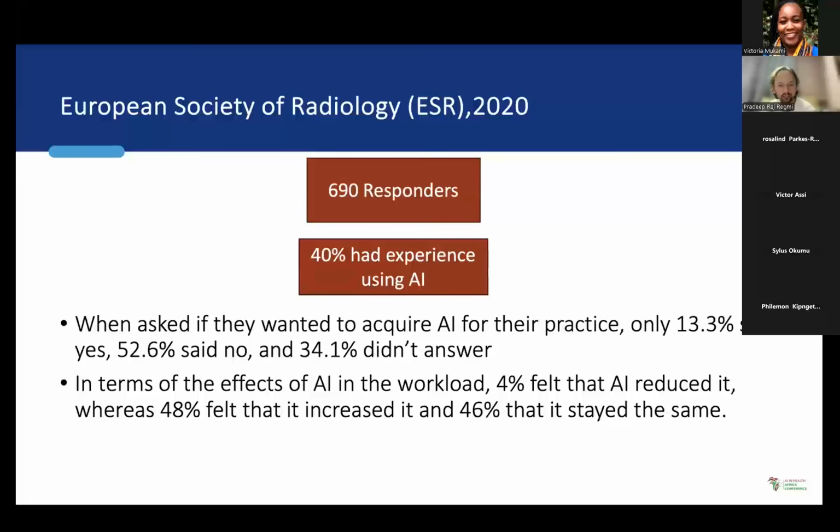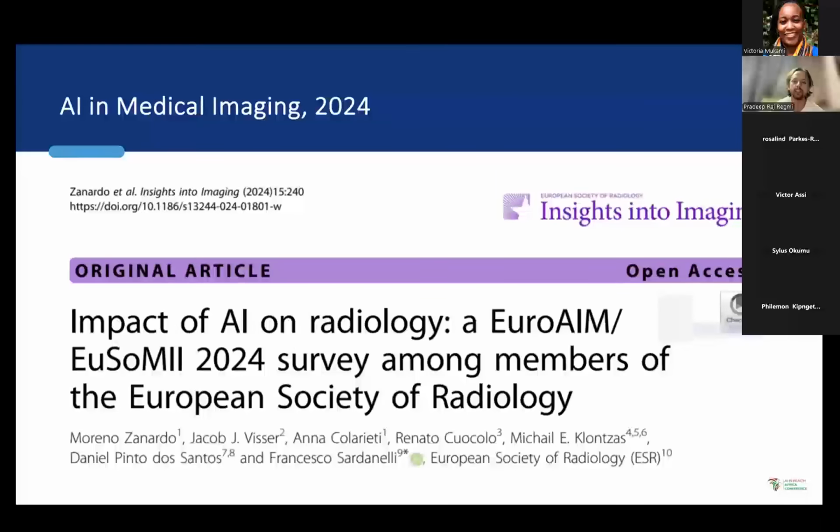The European Society of Radiology also published another paper comprising 690 responders, and 40% were experienced in using AI. So in Europe and America during the 2020s, approximately 35 to 40% of radiologists were using AI in their regular practice, and only 14% said yes, they definitely wanted to acquire AI, and 52% said no.